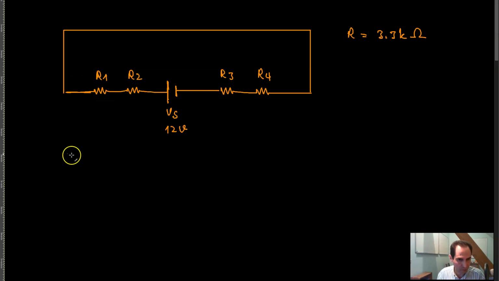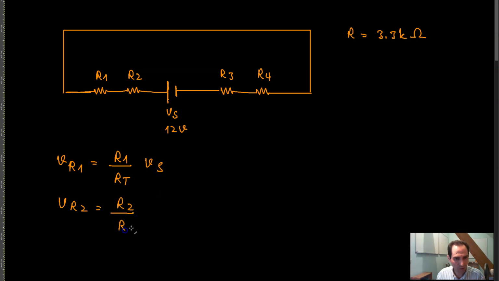And the voltage drop on each of these resistors is proportional to the amount of resistance of that resistor, meaning that we said before that V of R1 is equal to R1 divided by R of T of the circuit times V of S. Again, V of R2 is equal to R2 divided by R of T times V of S, and so on and so forth.